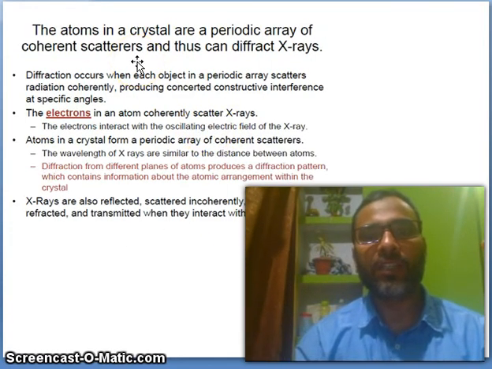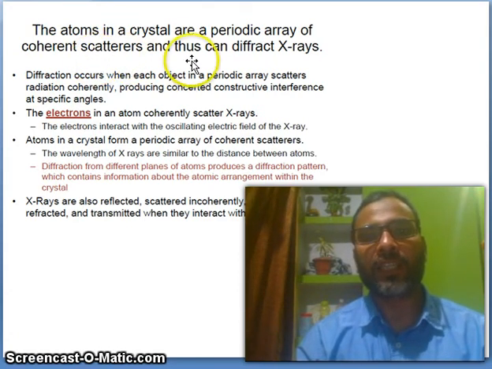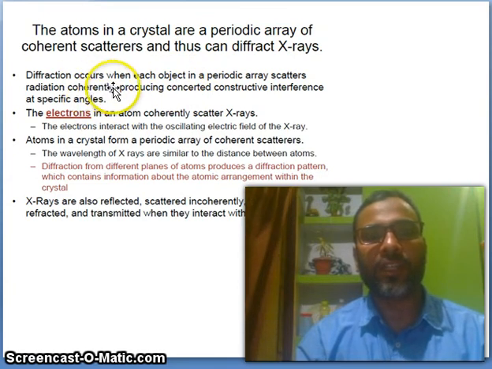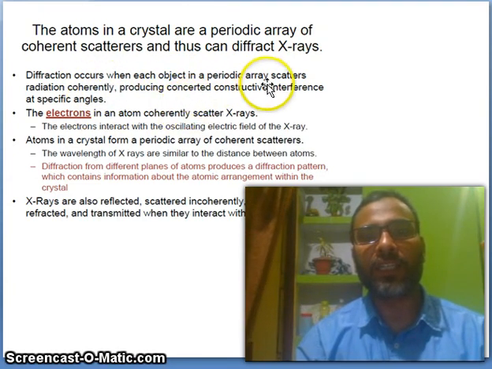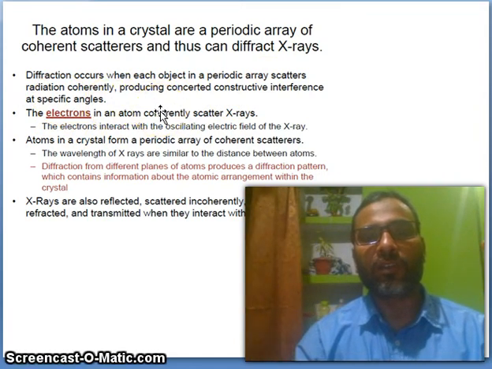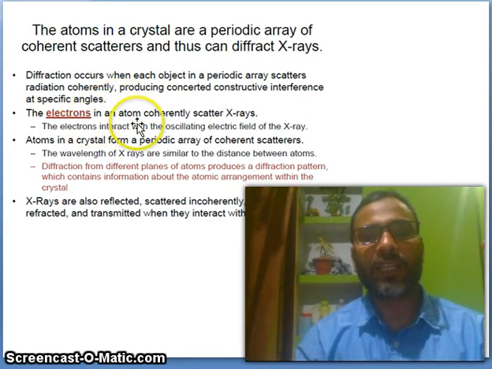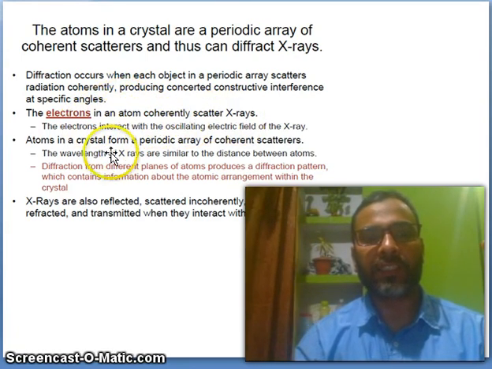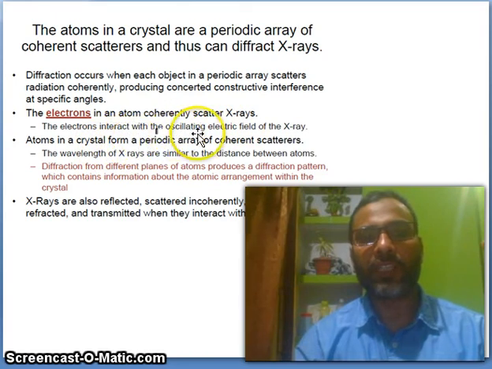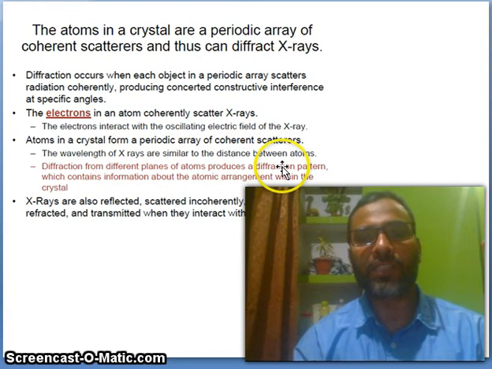Atoms in the crystal are a periodic array of coherent scatterers and thus can diffract X-rays. Diffraction occurs when each object in a periodic array scatters radiation coherently, producing concerted constructive interference at specific angles. The electrons in an atom coherently scatter X-rays. The electrons interact with the oscillating electric field of the X-ray. Atoms in the crystal form a periodic array of coherent scatterers. The wavelength of X-rays is similar to the distance between atoms.